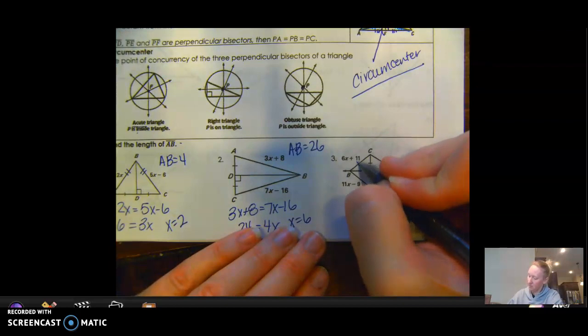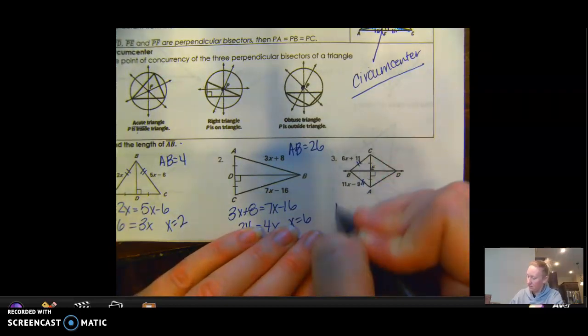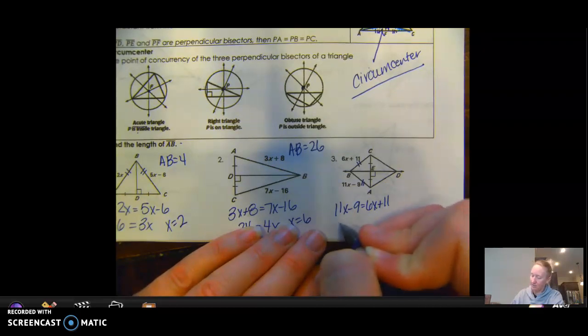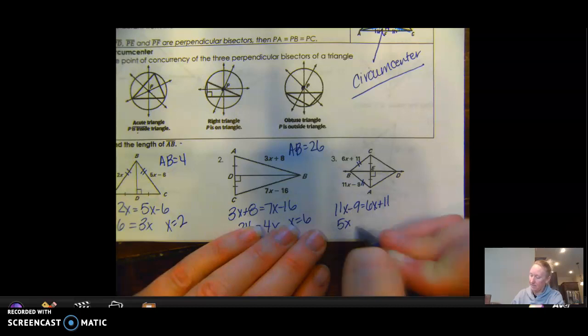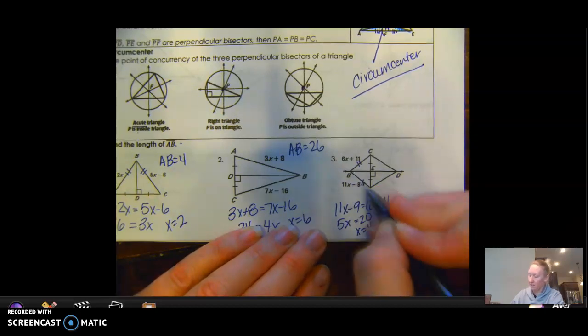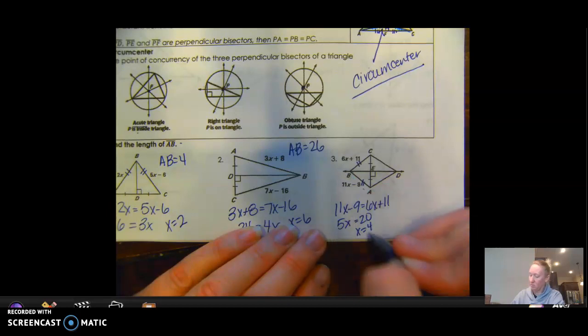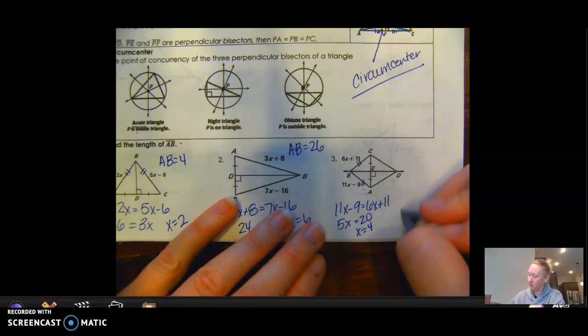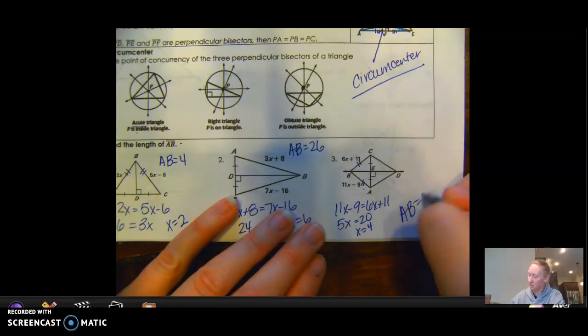One more. Same thing here. This piece equals this piece. So 11x minus 9 equals 6x plus 11. I'm going to subtract 6x, and I get 5x. I'm going to add 9, and I get 20. So I get x equals 4. Plug it back into AB. So I'm going to do 11 times 4, which is 44. 44 minus 9 is 35. So AB equals 35.